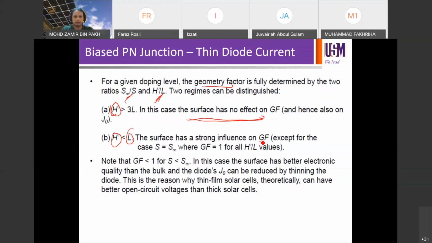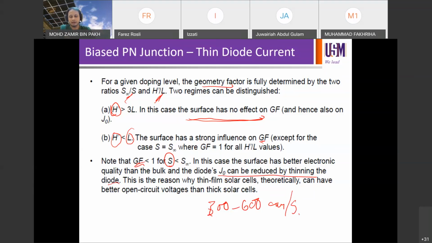You can look at the magnitude of the equation. If your S is less than infinite, normally we're talking about 300 to 600 cm per second, as discussed yesterday about the surface recombination velocity, then GF is normally less than 1. So in this case, the surface has better electronic quality than the bulk, and J0 can be reduced by thinning the diode. So this is another thing.